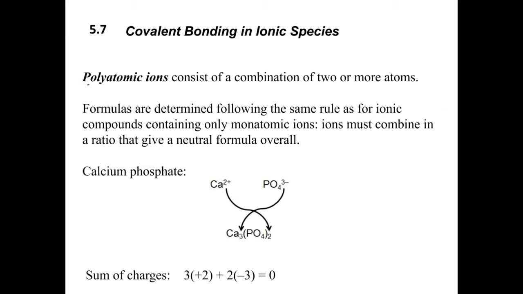Okay, so the last thing here is polyatomic ions. So what are you going to do if you have a polyatomic ion? And what is a polyatomic ion? A polyatomic ion is just what it sounds like. Poly meaning more than one, atomic meaning atom. So it's an ion with more than one atom involved.